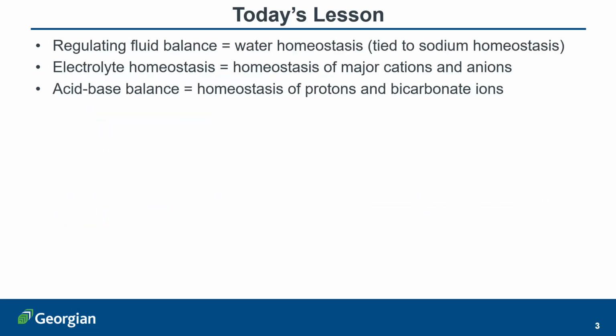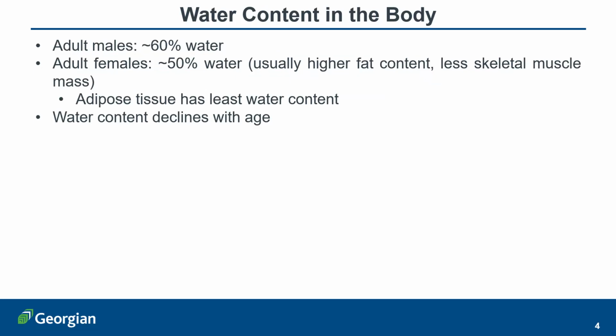Fluid balance is really water homeostasis. As we mentioned, it's tied intricately to sodium homeostasis, so that's what we're going to be discussing. Electrolyte homeostasis is the homeostasis of the major cations and anions. We're only going to focus upon potassium and calcium, the cations. Chloride is the main anion, but we're not going to focus on that. In terms of acid-base balance, it's really the homeostasis of the protons, which is the acid, and the bicarbonate ions, which is the base. We'll start off by looking at the water content in the body.